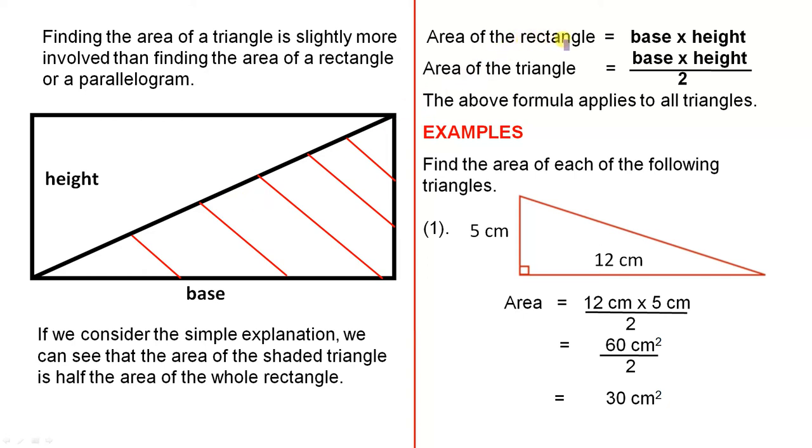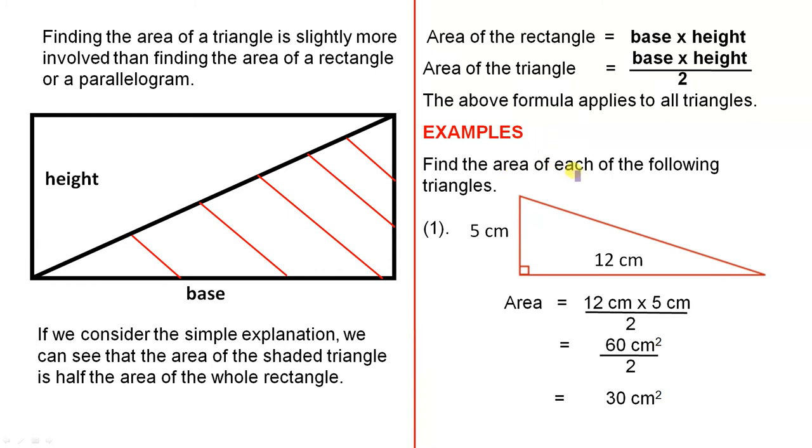So the area of the rectangle, which we saw in a previous video, was base times the height. The area of the triangle therefore must be base times height over 2, since the area of the triangle is half of the area of the full rectangle. So the above formula applies to all triangles. Let's look at some examples.